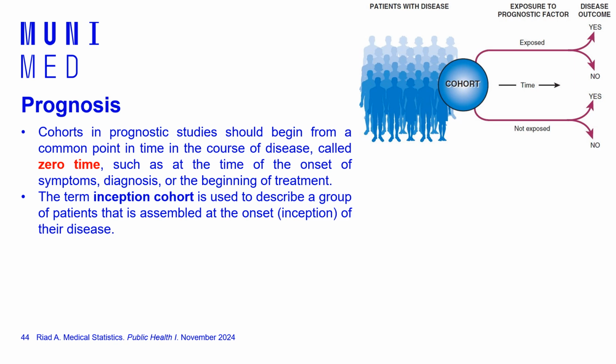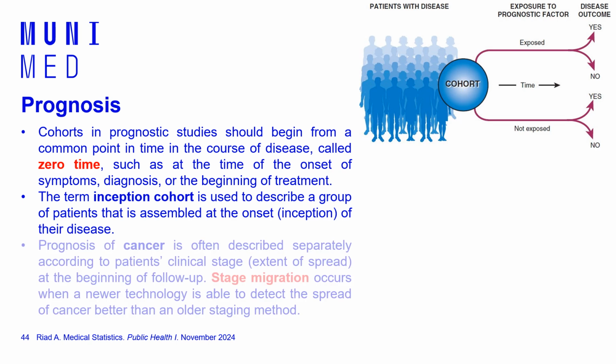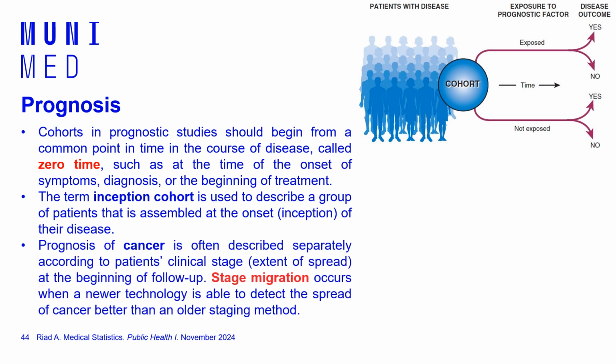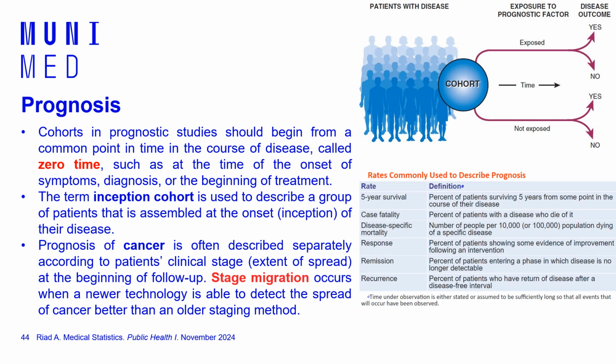So the zero time assumes that this is the time when the disease started, and it's not always the case. That's why we try to do our best to make the zero time the time of onset, or the time when the disease actually started, and that's why we call it, assumably, or hopefully, the inception cohort. You have to be careful because in some diseases, especially in cancer, we have a very complicating phenomenon in prognostic studies, which is called stage migration, and I will explain in the next slide what stage migration is.